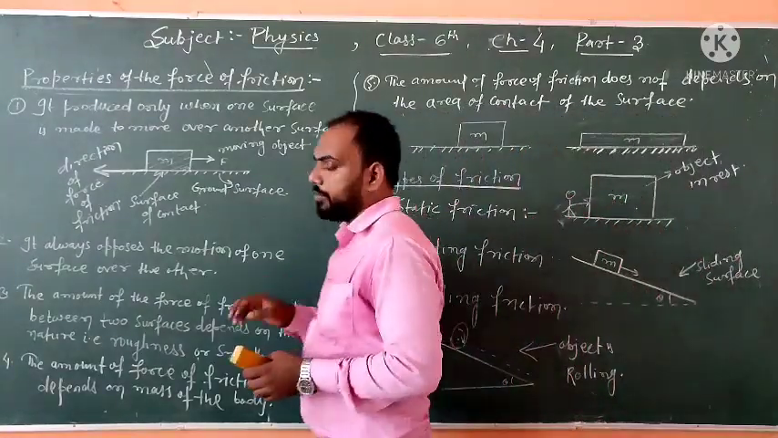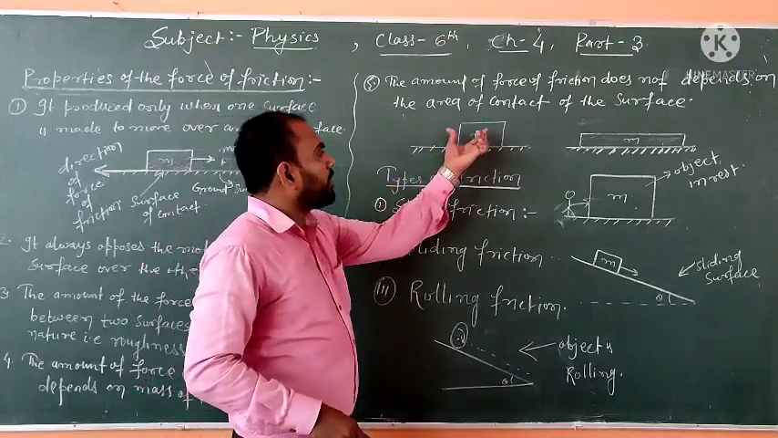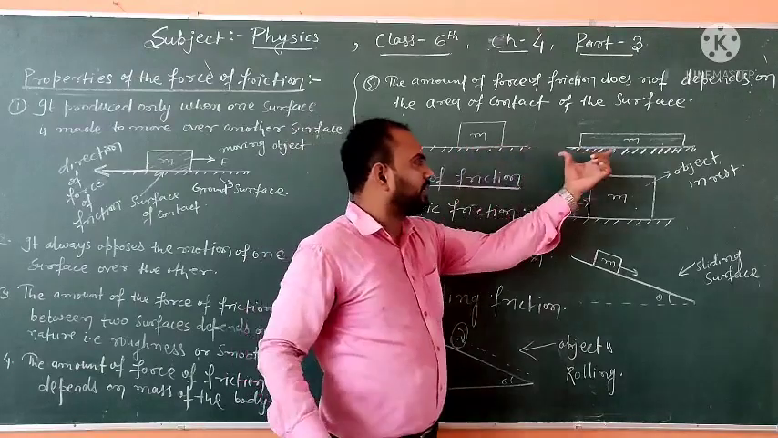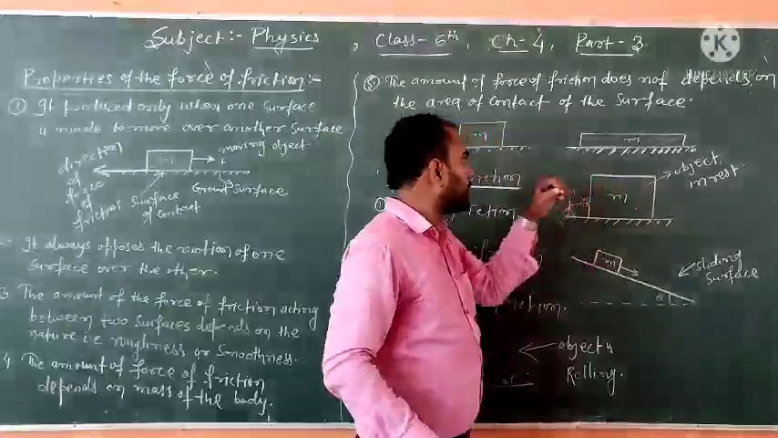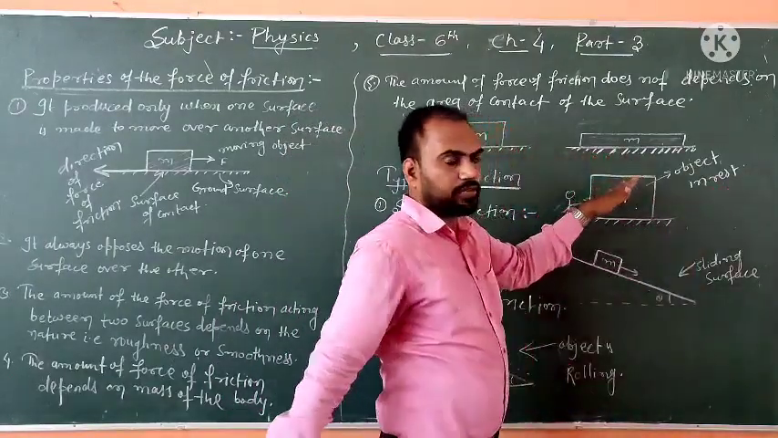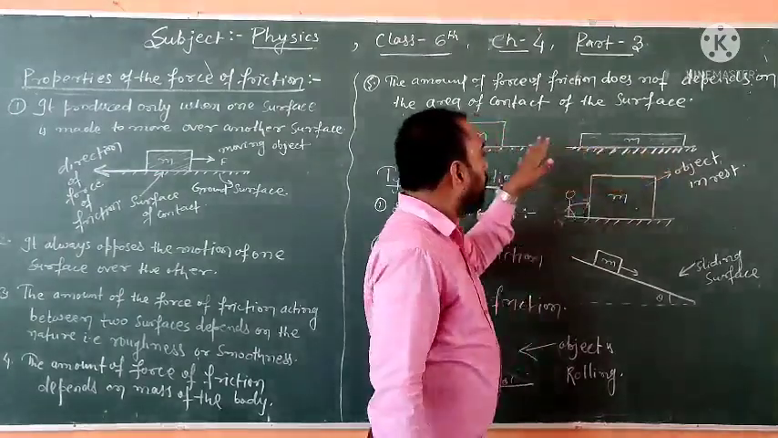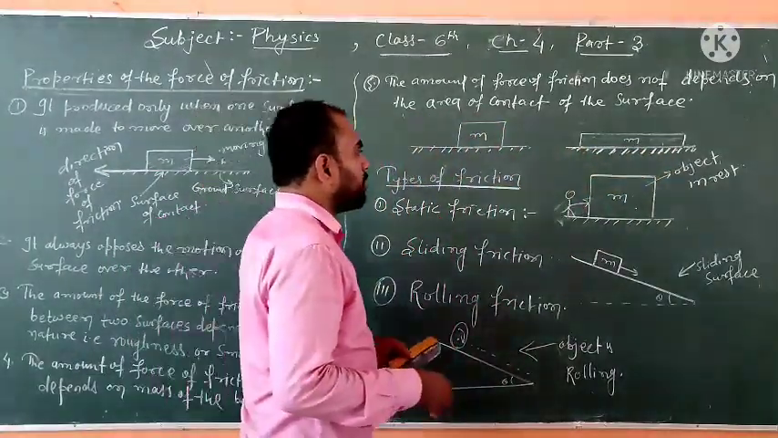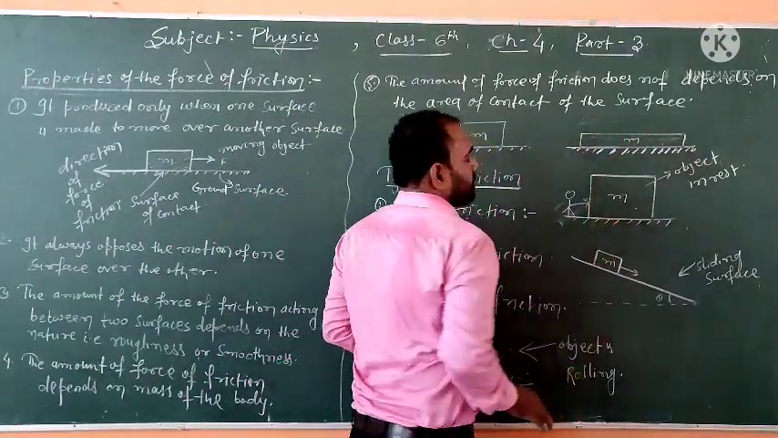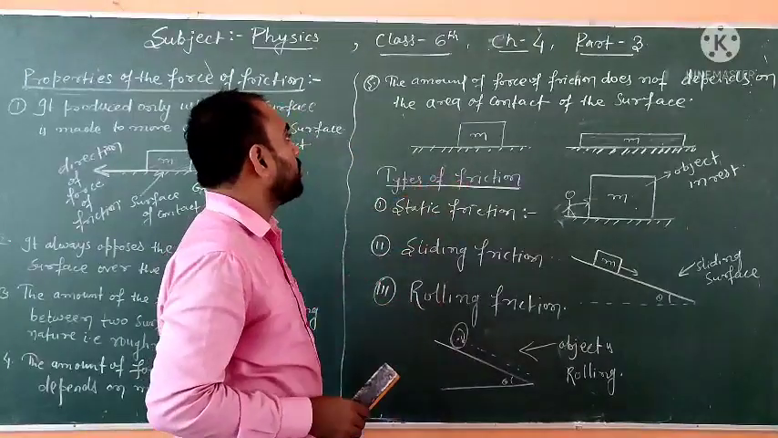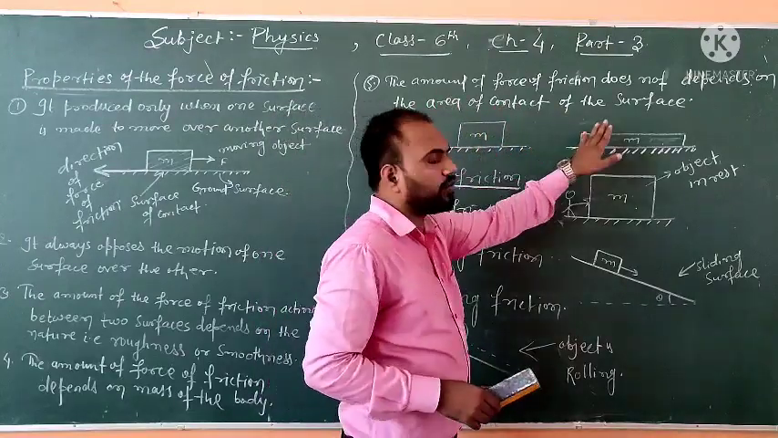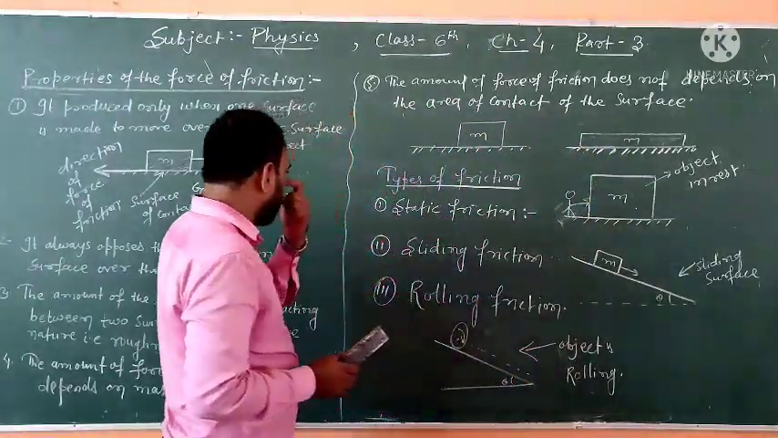This is the best picture I have made here. If a body having mass n is kept on a surface which is comparatively smaller, and another body of the same mass is kept on a wider surface, on both bodies there will be the same force of friction. If you pull it, you will get the same friction on both bodies. So the amount of force of friction does not depend on the area of contact of the surface. I hope you are able to understand.